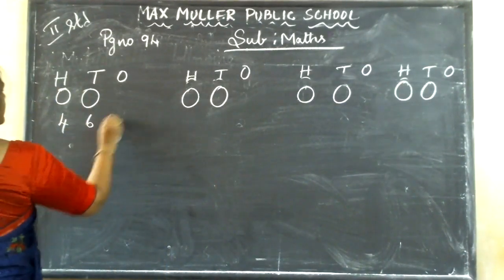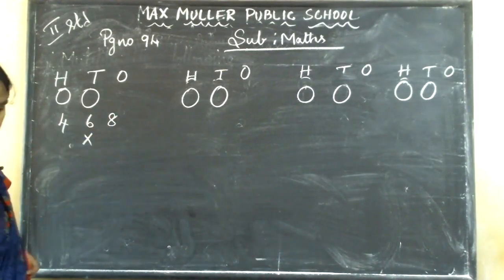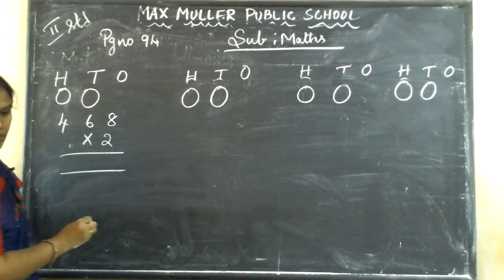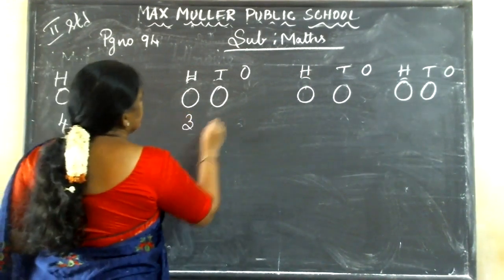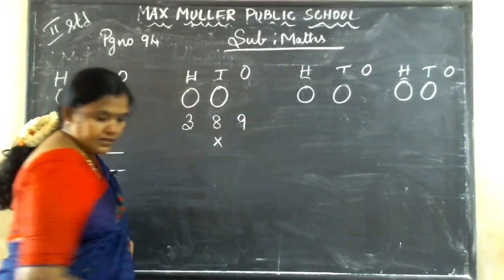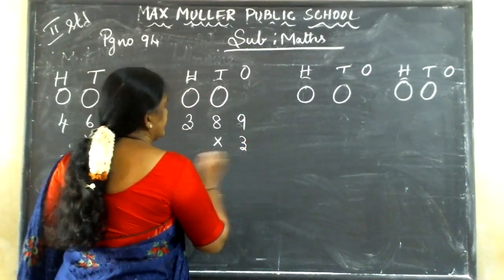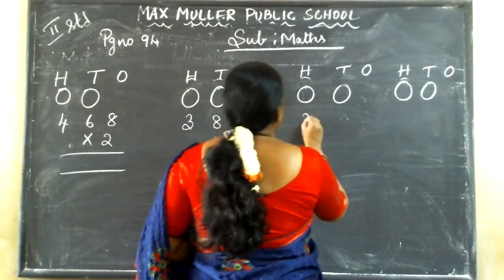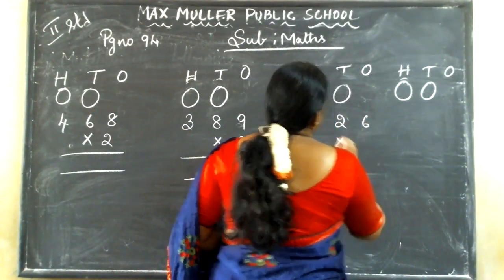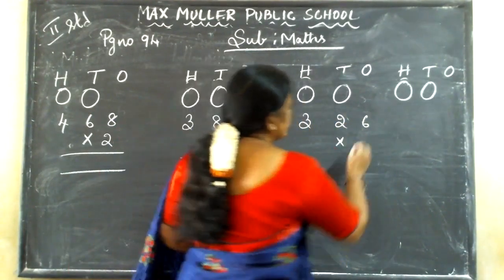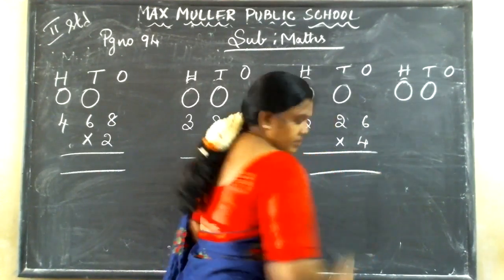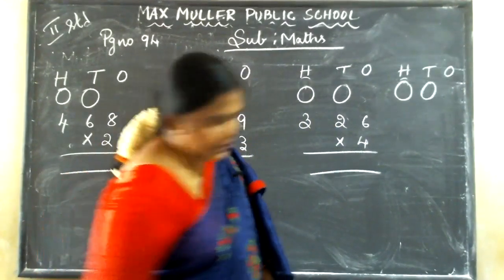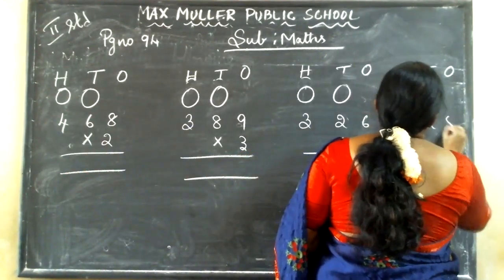468 multiplied by 2. 389 multiplied by 3. 326 multiplied by 4. Next, 125 multiplied by 5.